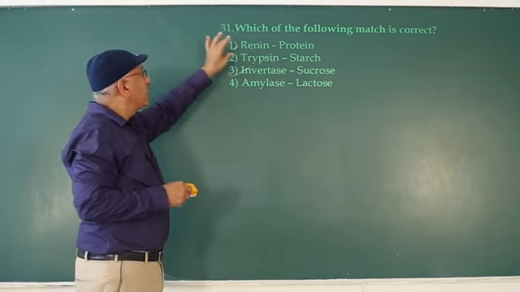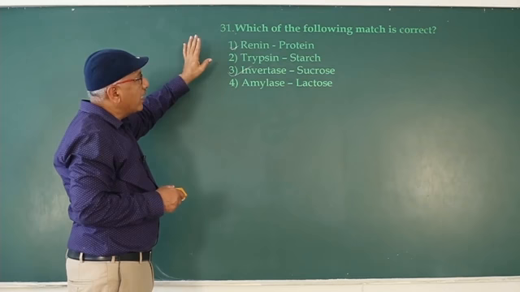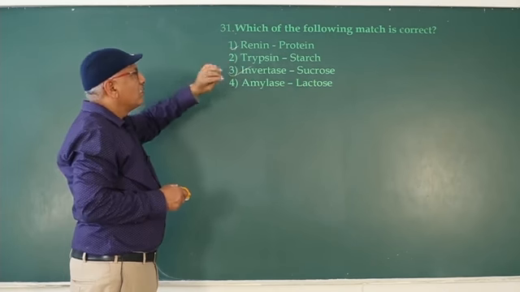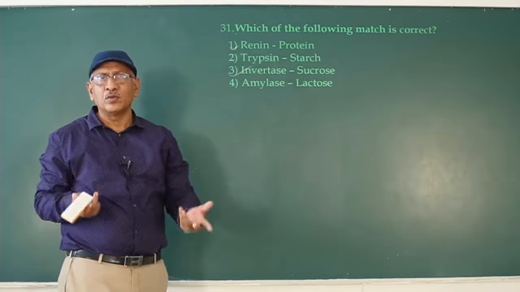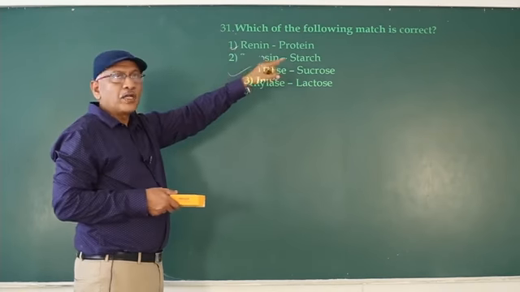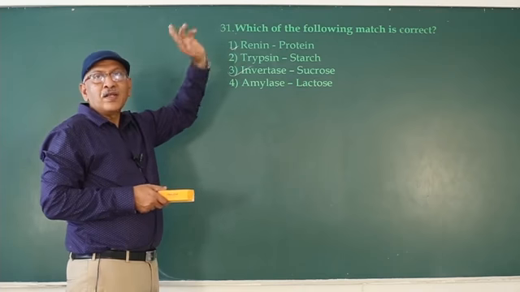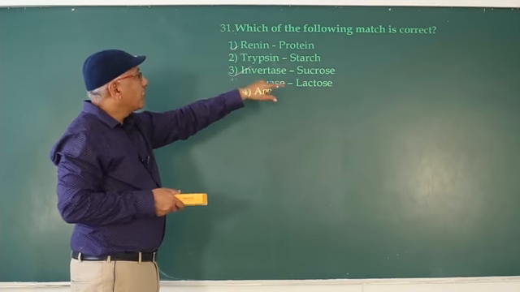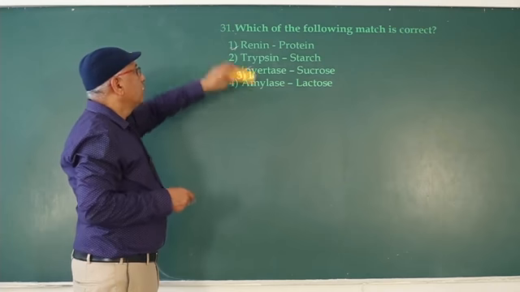Or you should change the question. Avoid controversy. It is better to know renin is a protein. Renin is an enzyme secreted by juxtaglomerular cells. Invertase acts on sucrose.